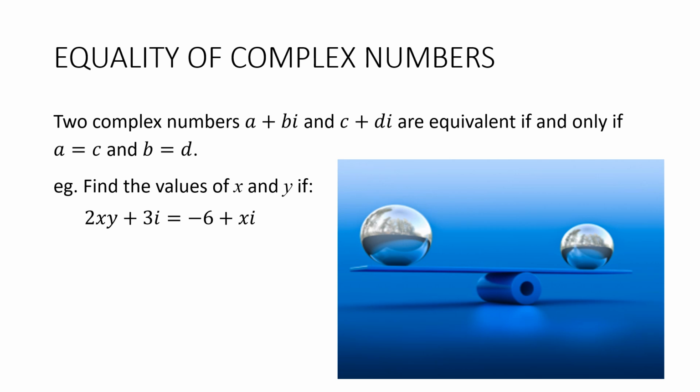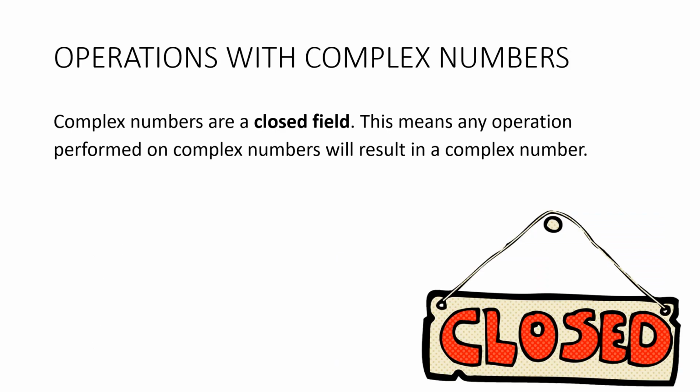Find the values of x and y if 2xy plus 3i is equal to negative 6 plus xi. So we're going to equate the real terms and the imaginary terms. So we'll start with the imaginary coefficients. We can see here that x must be equal to 3. And then we also know that 2xy must equal negative 6. Substituting in x equals 3, we get 6y is equal to negative 6, and so y is equal to negative 1.